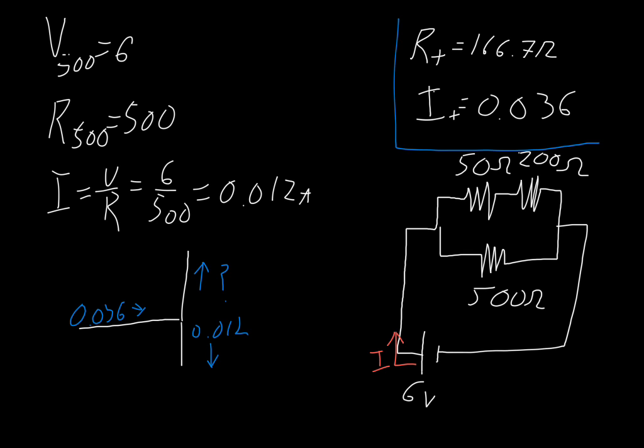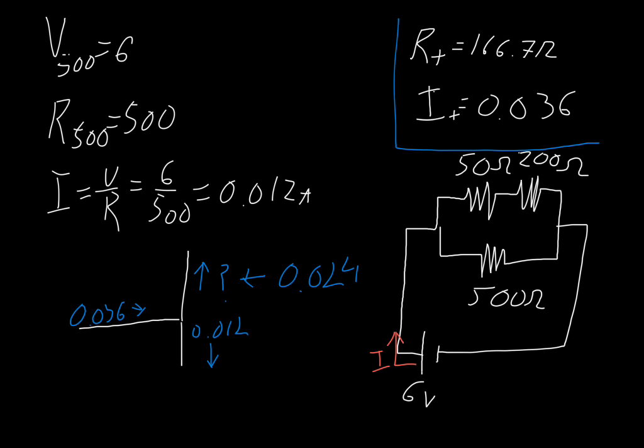Because the total current entering a junction has to equal the total current leaving a junction, that's one of Kirchhoff's rules, we know that this top current here is going to be 0.024. So this current, 0.024, is the current through the entire branch. Because that's the current coming into this branch, and because these two are in series, the current of the 50 ohm resistor is going to give us the current of the 200 ohm resistor.